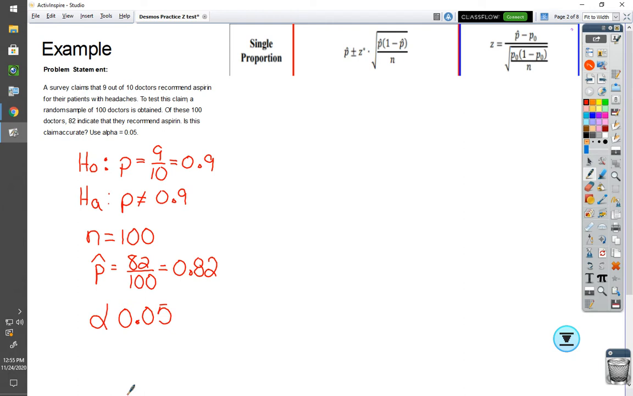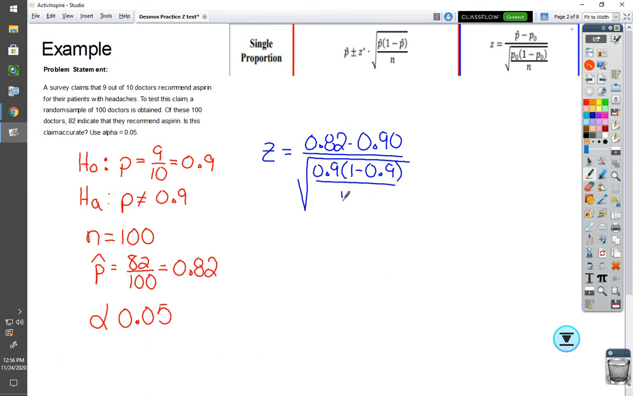First thing we want to find is a z-score in order to make some calculations. So we'll use the z-score formula and replace with everything that we have. Our p-hat value is 0.82. Our null, or p sub o, is 0.9. We'll divide that by the root of the null hypothesis multiplied by 1 minus the null hypothesis divided by the n value, 100. When I do that calculation and round, I get negative 2.67.